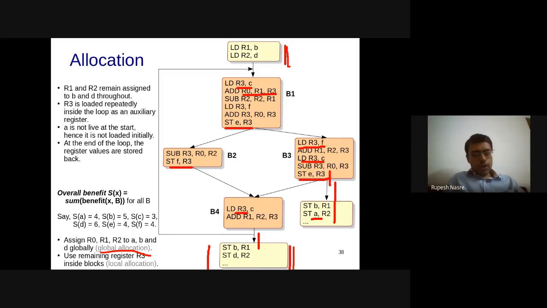Whereas in case of local allocation, which happens in case of R3, you are going to use R3 for multiple loads and stores. Right? So the assignment to that register is going to change across different basic blocks throughout the control flow graph. That we call local allocation.